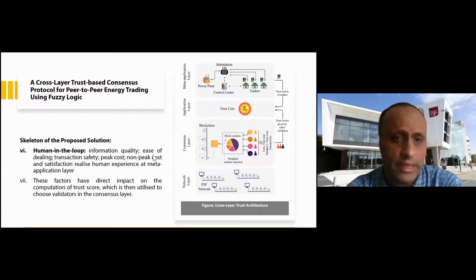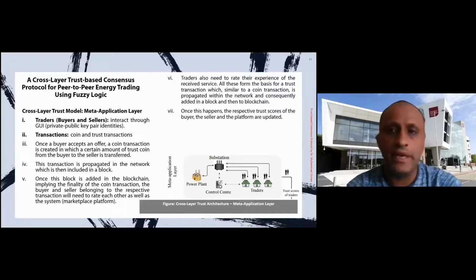Information quality, ease of dealing, transaction safety, peak cost, non-peak cost, and satisfaction realized. These are some of the factors that realize human experience at the meta application layer. And these factors have direct impact on the computation of trust score, which is then utilized to choose validators in the consensus layer. So basically, trust of all buyers, sellers, and validators are computed. Right, so let's have a look at the functionality of all those individual layers.